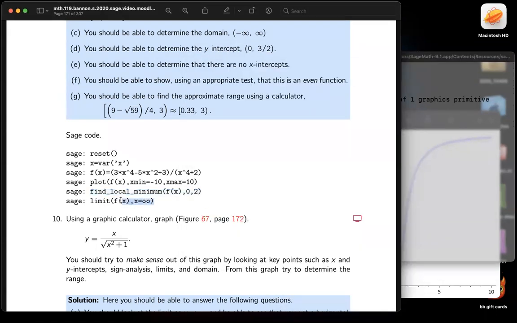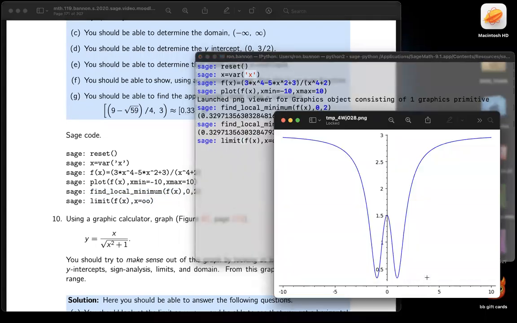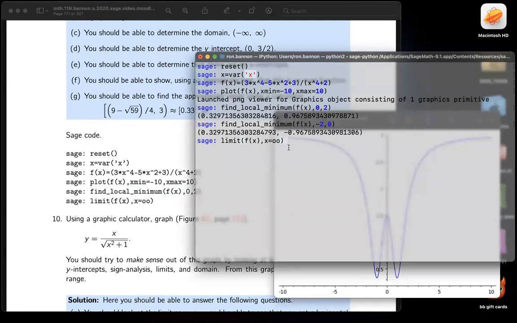Let's do the limit as X goes towards infinity. Before I do that, I want to look at the picture. What I'm noticing is it looks like as you go towards infinity or minus infinity, it's asymptotic with the line 3. So I'm going to say this should be about 3. Lo and behold, it is 3.